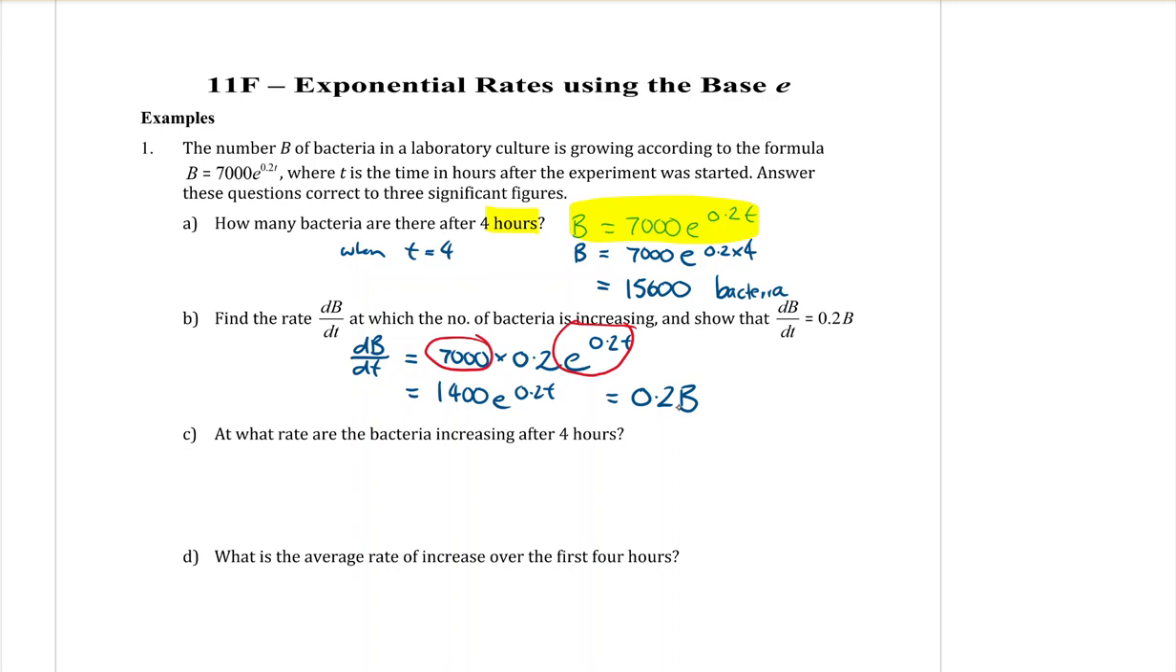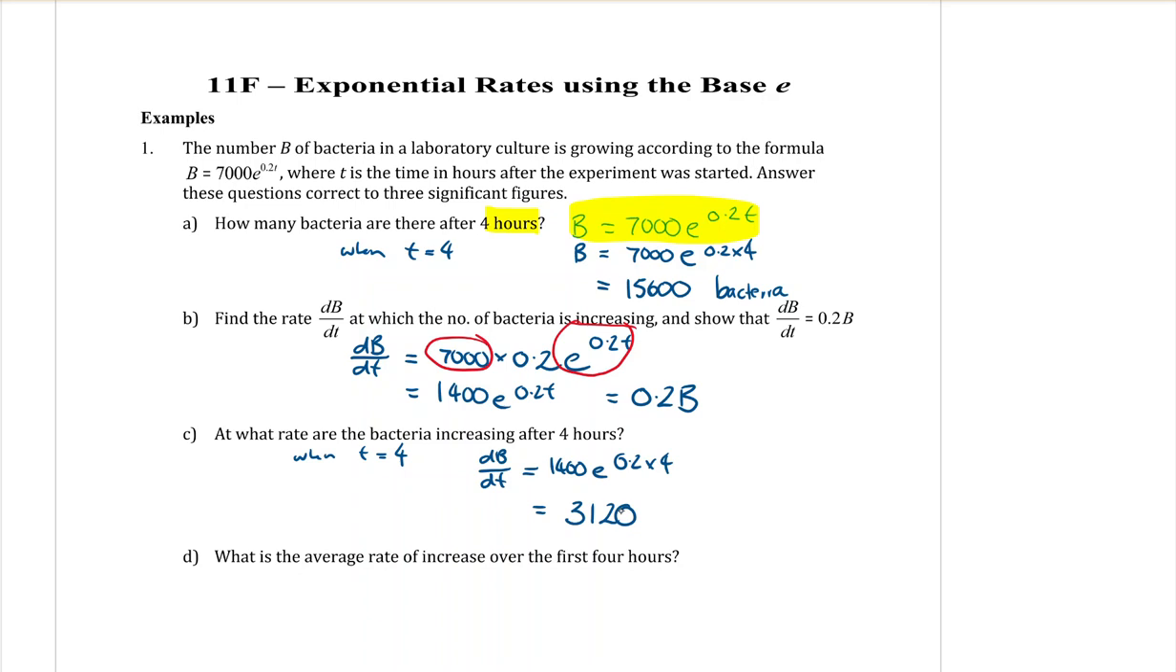Part C. At what rate are the bacteria increasing after 4 hours? We've already done how many bacteria there are at 4 hours, but this is the rate at 4 hours. So we're subbing t equals 4 into the derivative. When t equals 4 into dB over dt, we get 1400 e to the 0.2 times 4. And then you type that in your calculator. We're meant to be doing 3 significant figures. So that comes out to be 3120.